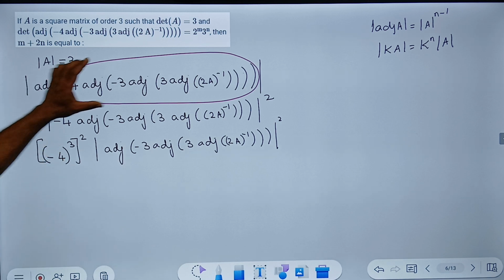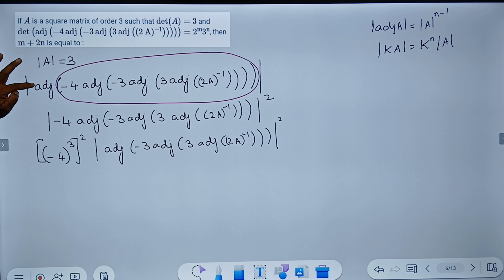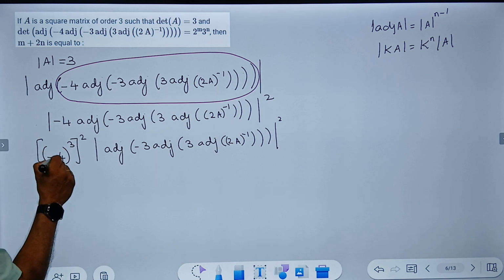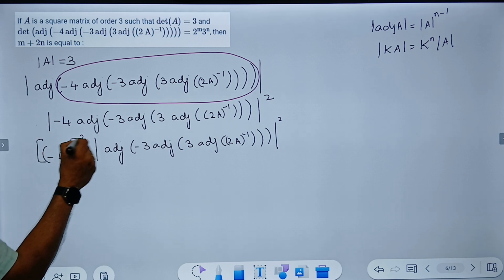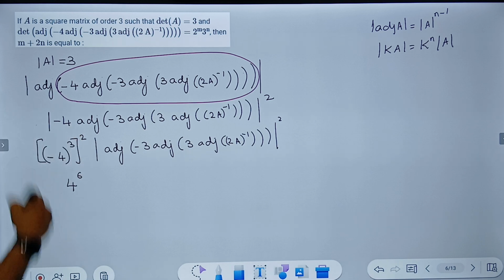So I used these two properties here. First I used determinant of adjoint of A, then I used determinant of Ka. Here my K was minus 4. Now this minus 4 power 3 will become 4 power 6, correct? Minus will vanish because of whole square.